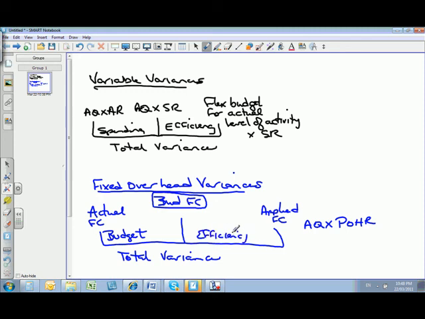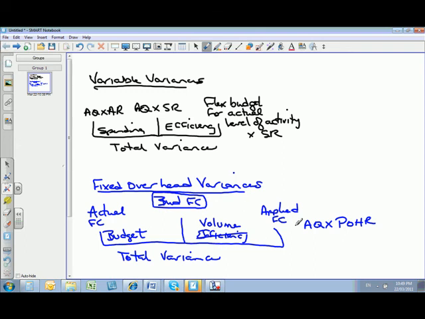That efficiency variance is also called a volume variance for fixed costs. And with the volume variance, it's not a measure of spending. It's only affected by the level of activity. When we calculate the volume variance, we're taking the budgeted fixed costs that we use to calculate the predetermined overhead rate, and then we compare it to the applied fixed costs.